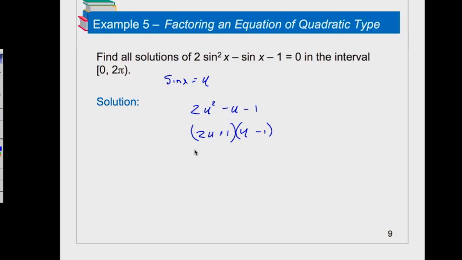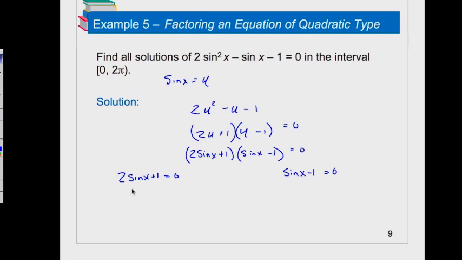So when I replace the u again, I have 2 sine of x plus 1, and I have sine of x minus 1. So that's my factored form, and that still equals 0 this entire time. Now, what do I do from here? If you remember, there's something in Algebra 1 called the zero product property, which basically tells you that if I have two things multiplying and it equals 0, one of those two things has to be 0. So I have to set up two possibilities. 2 sine of x plus 1 equals 0, or sine of x minus 1 equals 0.